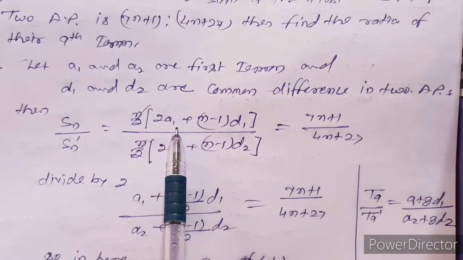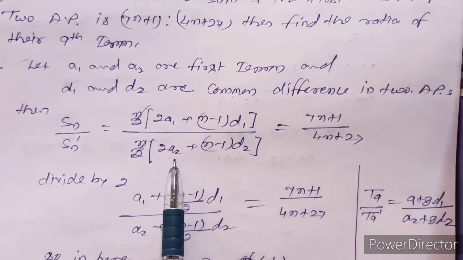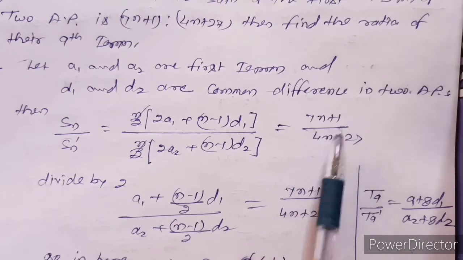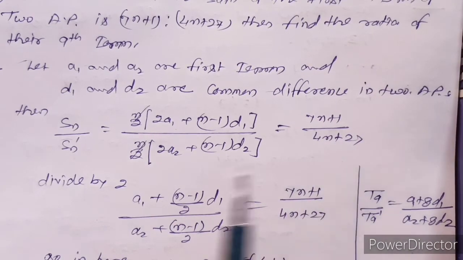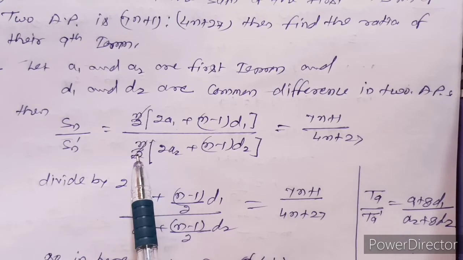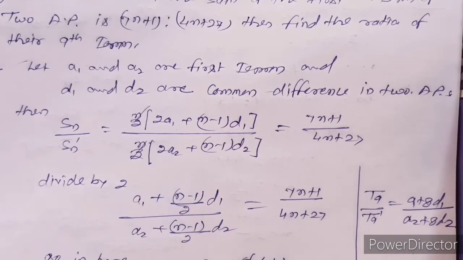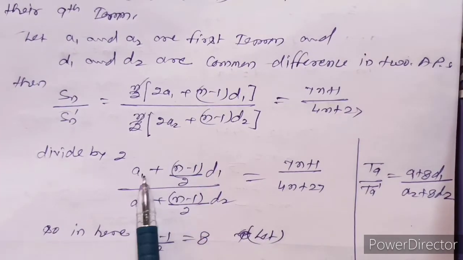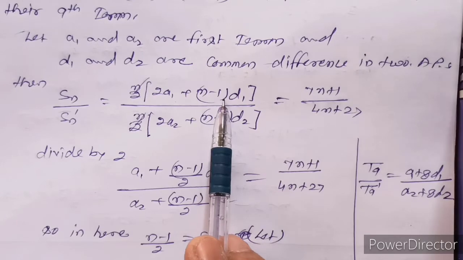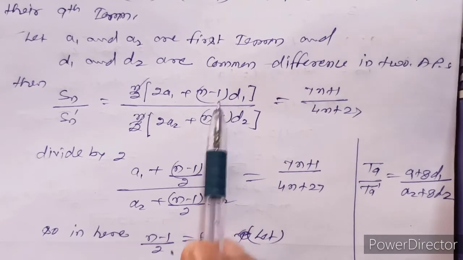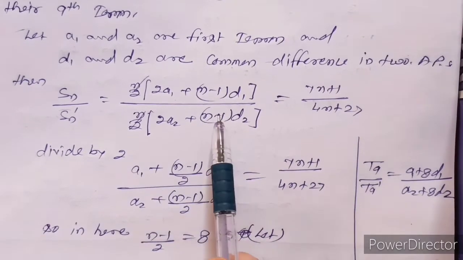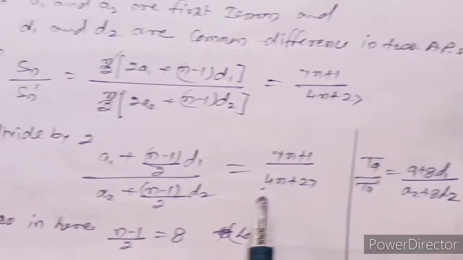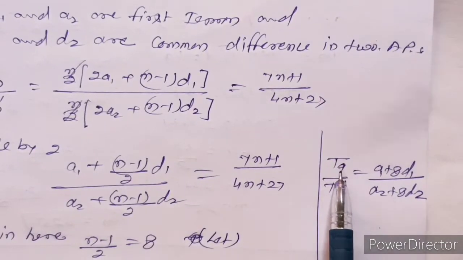So then in the first series you can write a1, d1 and in the second series you can write a2, d2. The ratio is equals to 7n plus 1 and 4n plus 27. Now you can cancel the n by 2 from both, and take the 2 common in both numerator and denominator, and after cancelling you get a1 plus n minus 1 upon 2 into d1 and a2 plus n minus 1 upon 2 into d2 is equals to, but we have to find the value of the 9th term.